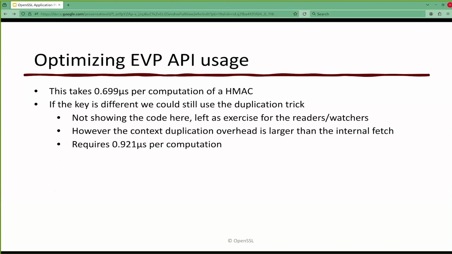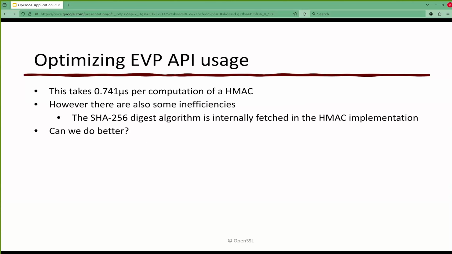There is another possible optimization where, actually, no. If the key is different, here we always used the same key, but if the key is different, we could still try to use the duplication trick, but we would not. We would just init the HMAC with a null key, and then reinit it inside of the loop with the actual key. I'm not showing the code here. It's left as an exercise for the readers or watchers of this webinar. However, the context duplication overhead is larger than the internal fetch actually, so this requires 0.921 microseconds per iteration, which is, going back here, higher than the original. So this is actually not helpful.